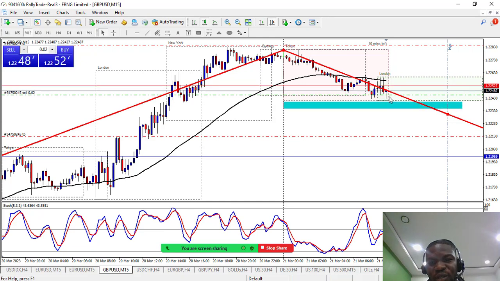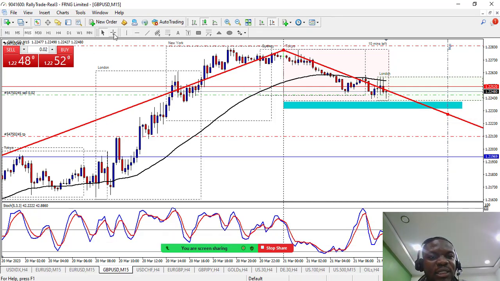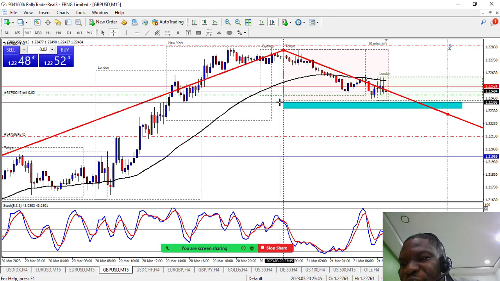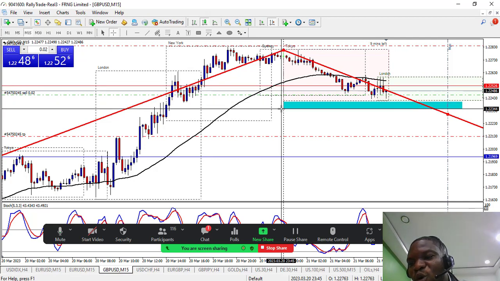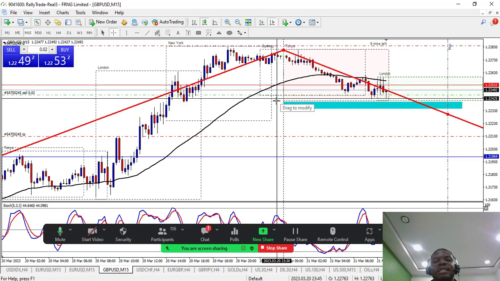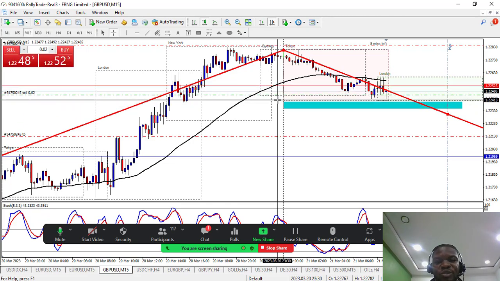Why this level? Because you can see that that is the low of this Tokyo session for now. So once the price trades below it, I'm giving you the range now. If the price can trade below this range, 1.22395 to 1.22344, then you want to take a sell position.